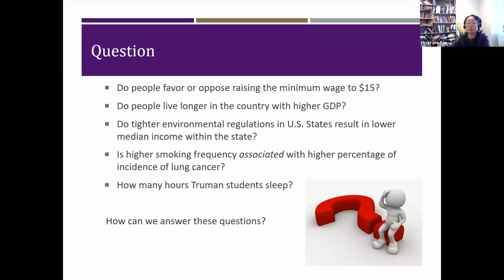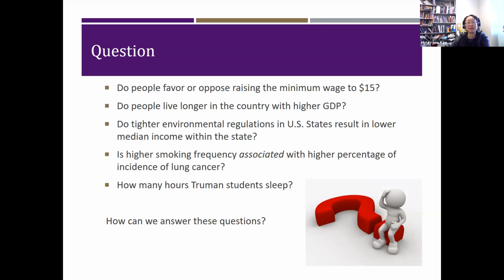Do tighter environmental regulations in U.S. states result in a lower median income within the state? Is higher smoking frequency associated with a higher percentage of incidence of lung cancer? How many hours do Truman students sleep? And so on and so on. You can realize the range of questions is very wide, from economics, health, finance, sociology, linguistics, psychology, and political science, and many other areas.